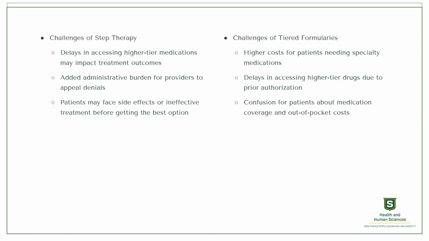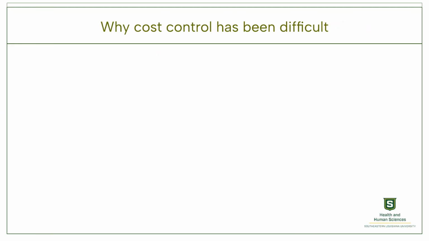There's also a lot of confusion for patients about medication coverage. Like I said, the PBMs are not very transparent. So a lot of the time, patients don't know how much the cost is for them until you get to the pharmacy, and then they tell you this is how much you're supposed to pay out of pocket, which can be quite jarring, and sometimes you don't have that amount of money saved.